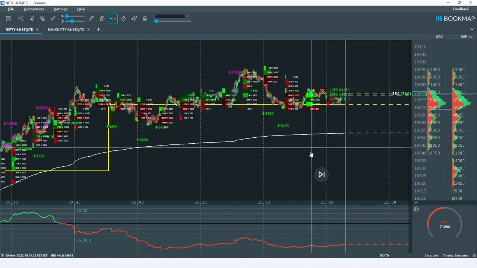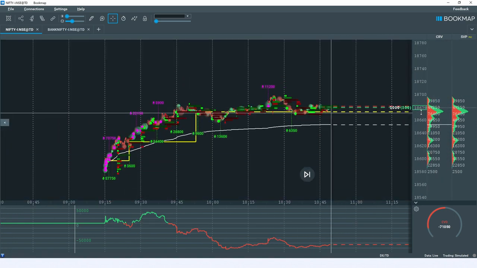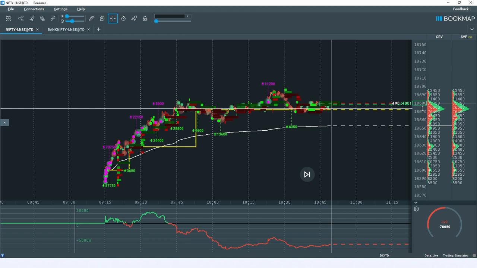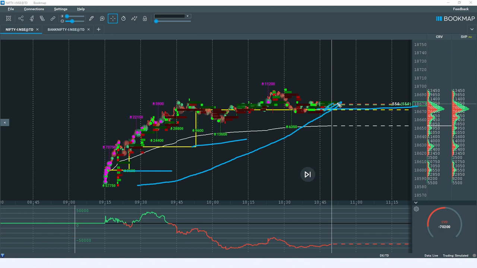Point of control is nothing but the price level where the maximum number of transactions happened. If the POC is trending in the upward direction, that means the market is accepting in the upward direction. So there is more demand in the market, and hence the number of transactions is taking place on average in the upward direction. This is a powerful tool to identify the immediate trend, and immediate change of trend, in the market.